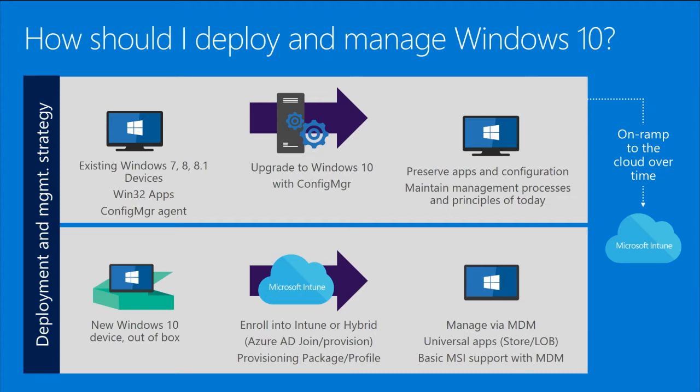The upgrade path preserves your apps and configuration, and it maintains the management processes, tools, and principles that you have today. What I mean by that is it minimizes the change control that you have to go through to change your management style from agent-based to MDM, or going through a full wipe and load process, which we all know takes a lot of time to prepare for. So it's a fast path to get your existing ecosystem to Windows 10. And it's also an on-ramp to the cloud over time.